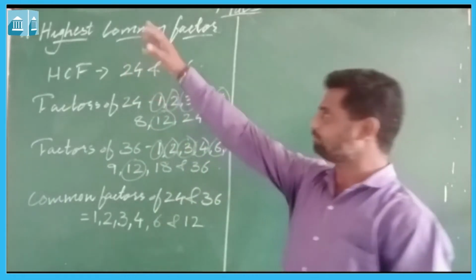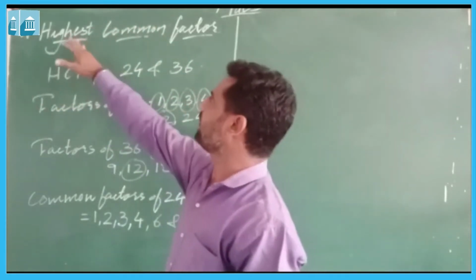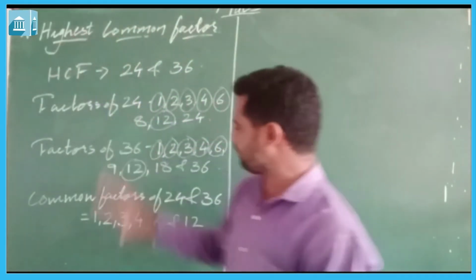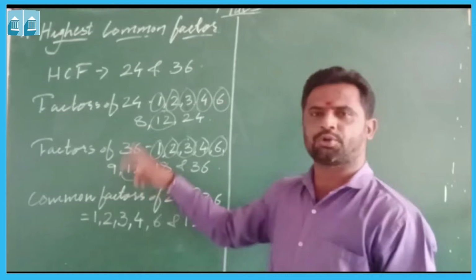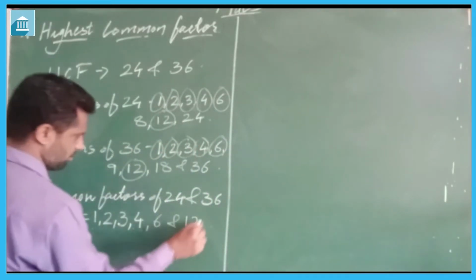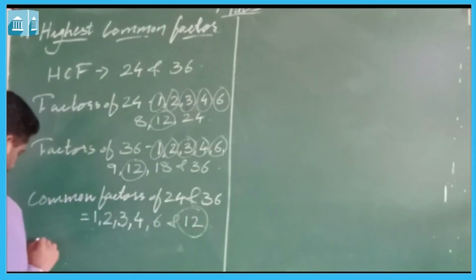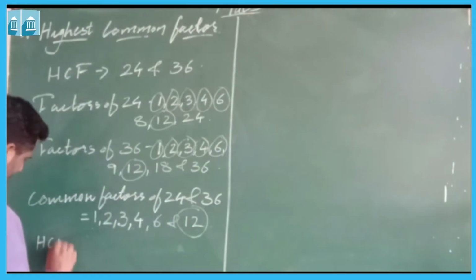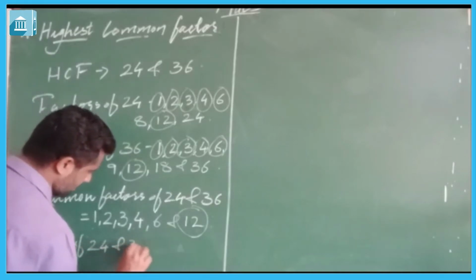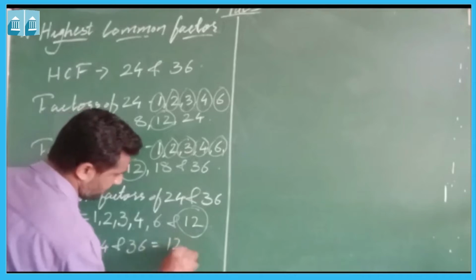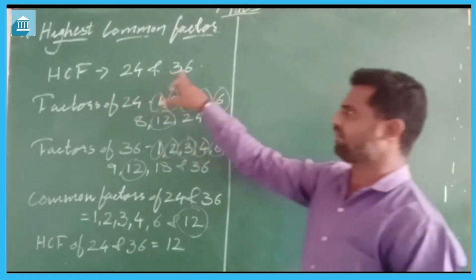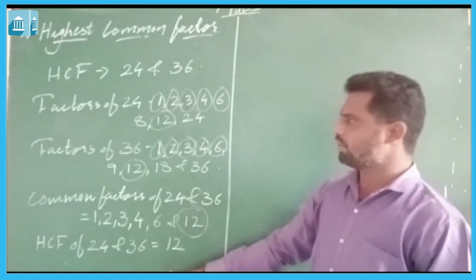As I told you, HCF, the highest common factor, means the factor which is highest among the common factors of two or more numbers. So first we have to find which is the highest among these. So definitely it is 12. So we can say that HCF of 24 and 36 is equal to 12.